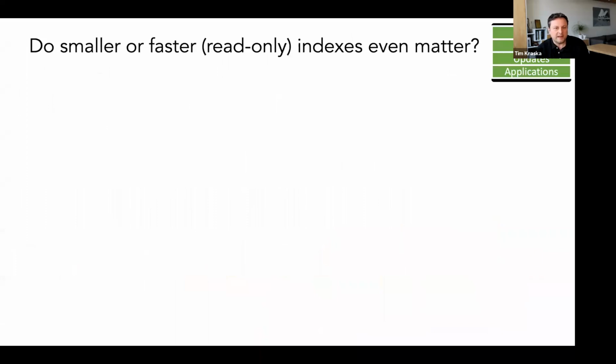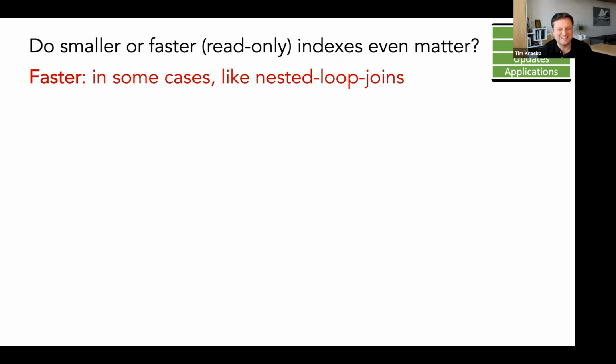Okay, so the last one is: do smaller or faster read-only indexes even matter? The criticism here was always that in normal database execution, the time you spend in the index is very, very little compared to everything else. So it doesn't even matter that you make them faster or smaller. Faster, in some cases, is limited. But one application is a nested loop join, where every single join key tests an index, so if the index is a little bit faster, it can matter. However, what might be surprising is that the size of the index can have a huge impact.